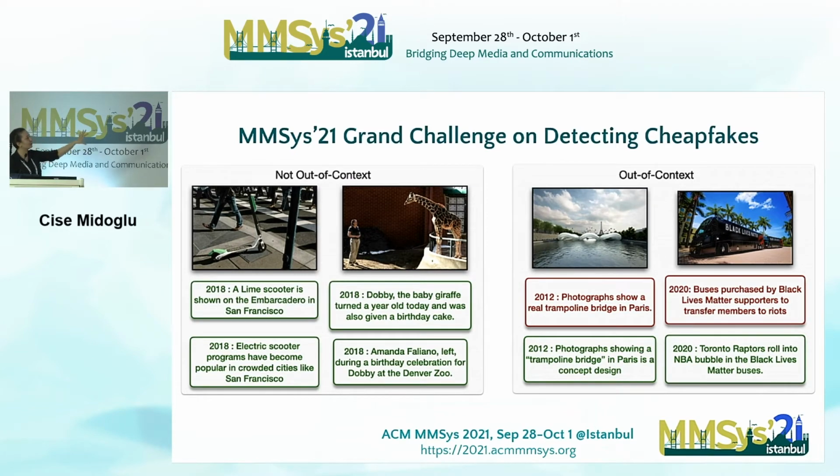Just as a summary of what we wanted from our challenge participants, we wanted them to look at this kind of tuples. We call them 3-tuples: one image and two captions. We wanted them to tell us whether it is not out of context, let's say 0, green, or out of context. And here you see some examples.